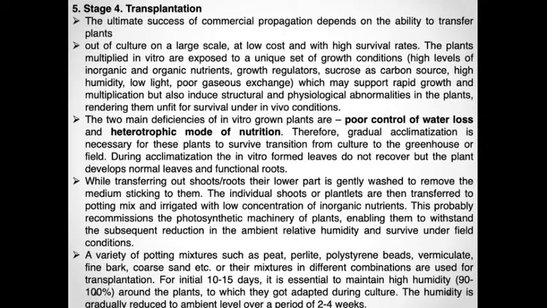Then comes the last stage, that is transplantation of your propagated plants, and it depends upon the different plants that you have to transfer. Two main deficiencies in in vitro grown plants are the poor control of water loss and heterotrophic mode of nutrition. Therefore, a gradual acclimatization is necessary. They have to acclimatize to the new atmosphere when you are transferring them, so that they do not get destroyed after so much experimentation with them.